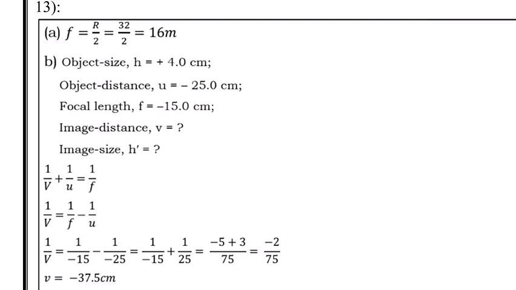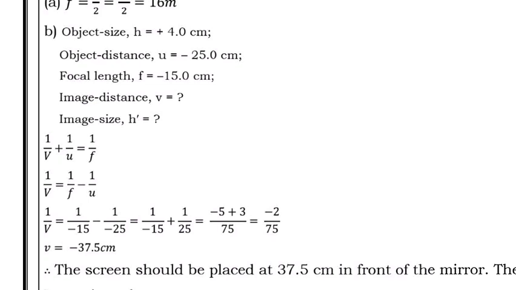See, object size, that is H, is equal to plus 4.0 centimeter, which is given in the question itself. Object distance, that is U, is 25 centimeter in front of a concave mirror, so that will become minus 25.0 centimeter. Focal length F is given as 15 centimeter, that becomes minus 15.0 centimeter. We have to find the image distance V, and the image height H dash.